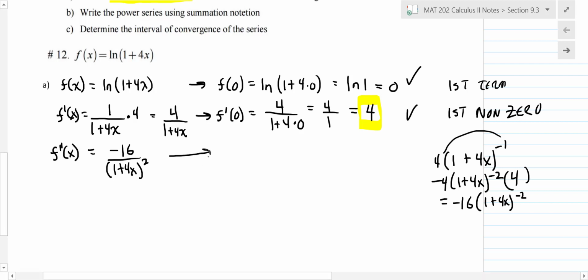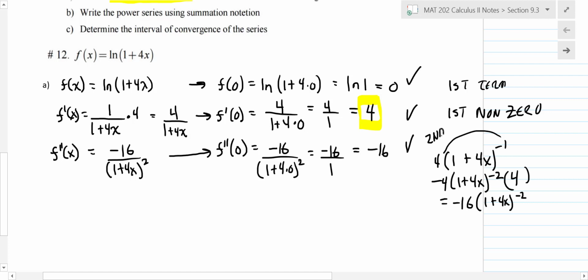Now what do you need to do? You need to evaluate that derivative at 0. So now what we're going to do is we have negative 16 over 1 plus 4 times 0, squared. If you work that out, that looks like negative 16 over 1. So that's negative 16. That would be your second term then.